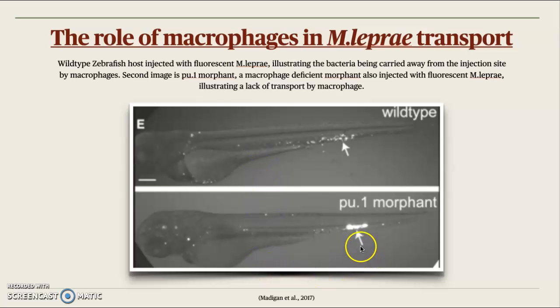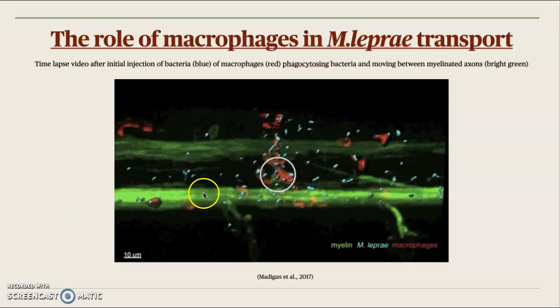This is confirmed when you look at the morphant, who does not have very many macrophages, that most of this fluorescent bacteria that was at the injection site stays at the injection site. And the following is a video of exactly that. So the bacteria in blue, the M. leprae, and the macrophages, which are in red, these red blobs here, they're going to phagocytose the bacteria and then begin to move between the myelinated axons, which are green. So we'll watch this video briefly.